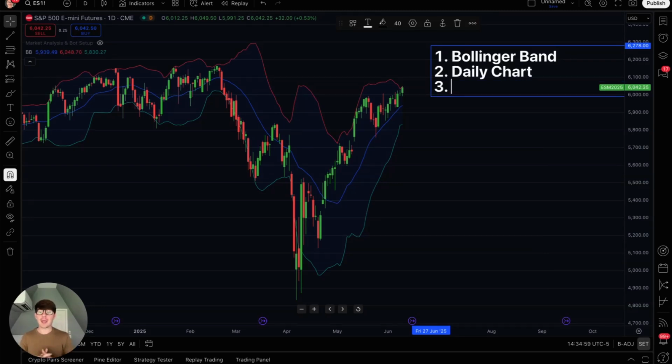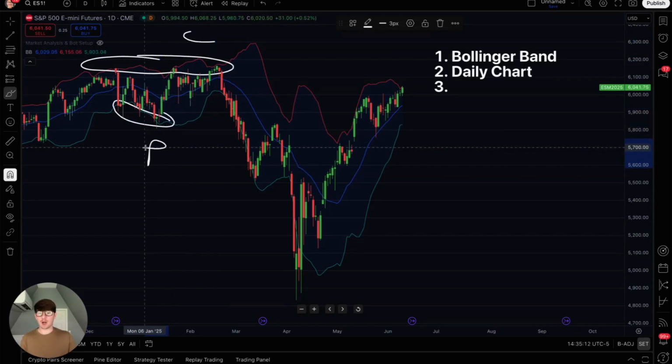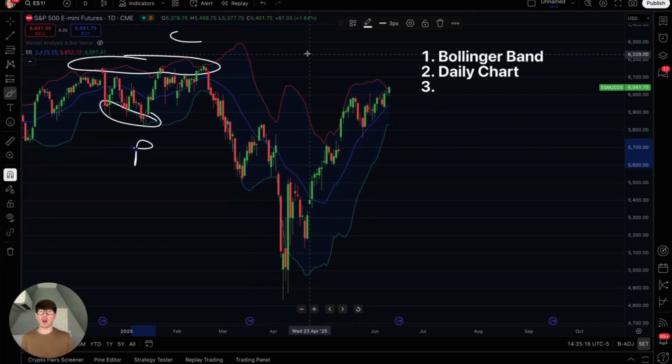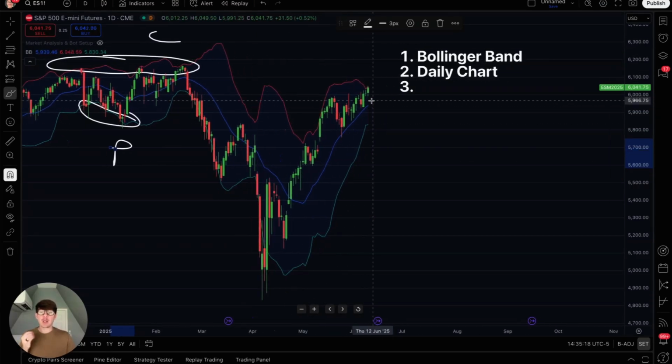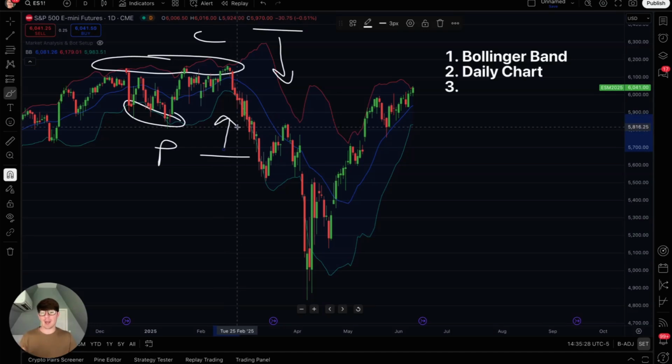Number three, this is how we're going to run the playbook, okay? The playbook is simple. When the market hits the red line or breaks above it, we're going to sell a call. When the market hits the green line, we're going to sell a put. Now, if you're new to these concepts, let me quickly explain. When you sell a call, you're betting that the stock will stay below a certain level, aka you're betting that the stock will go down. When you're selling a put, you're betting the market will stay above a certain level. So you're betting the market will go up or stay where it's at.